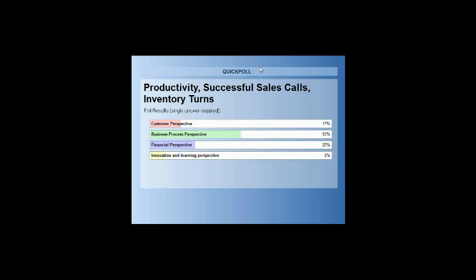Okay. Well, good news is half of you got the right business perspective. Those KPIs of productivity, successful sales calls, and inventory turns are directly linked to the processes that we use to deliver our product or service. Let's go to the next poll.